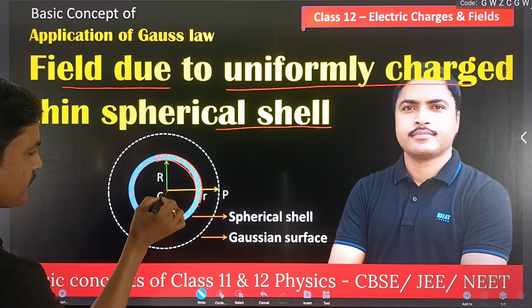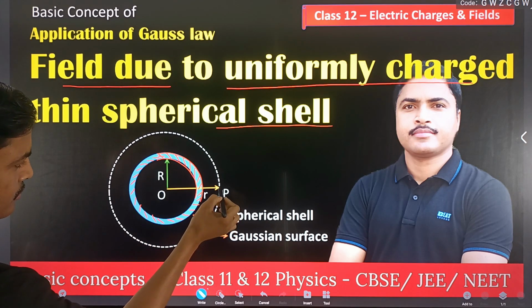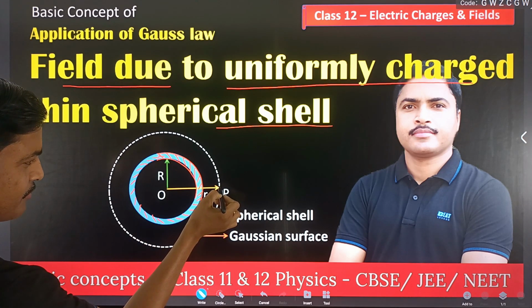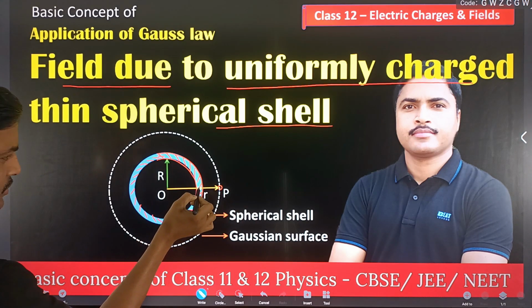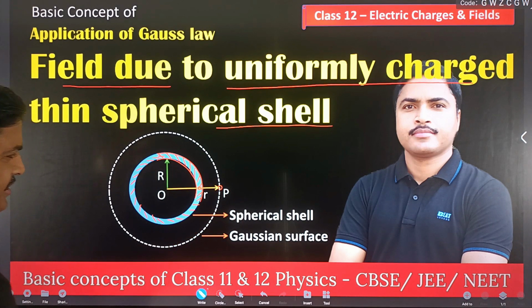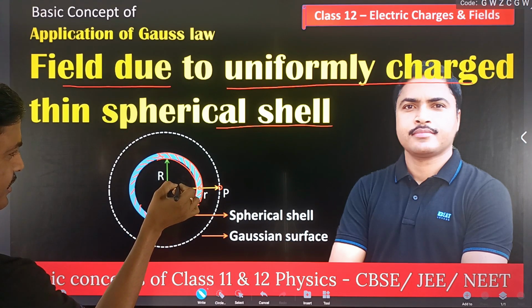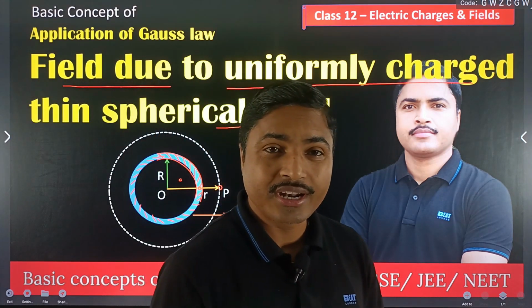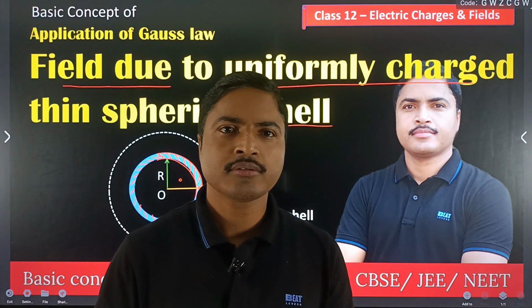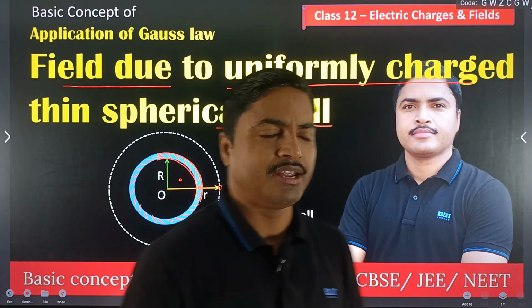And this point is the center of the thin spherical cell, and here we take a point, first point, that is outside the cell, second point on the thin spherical cell, and third point inside the cell, and at all points we will calculate the magnitude and direction of the electric field. Clear?